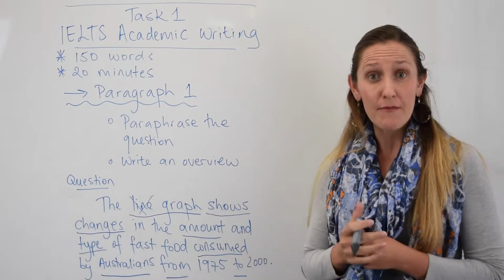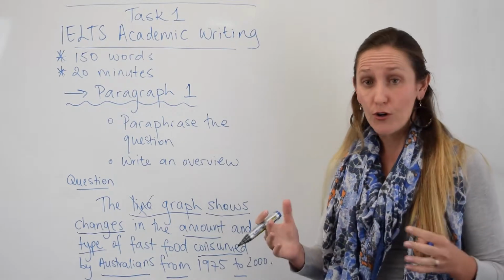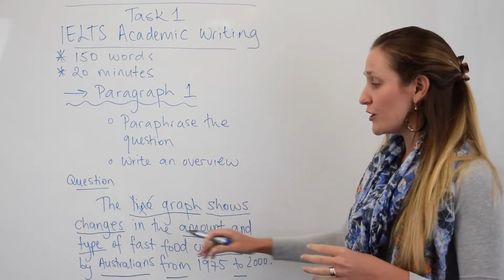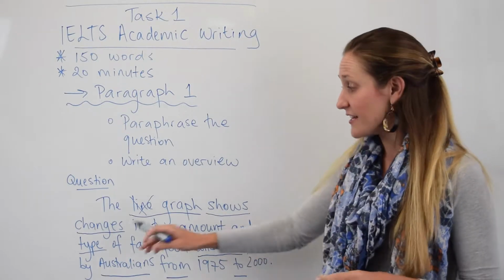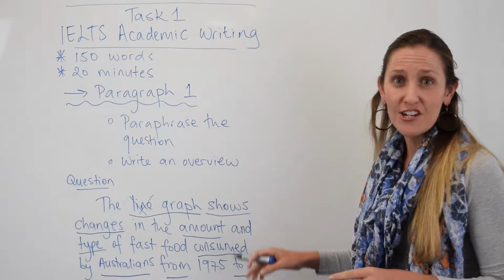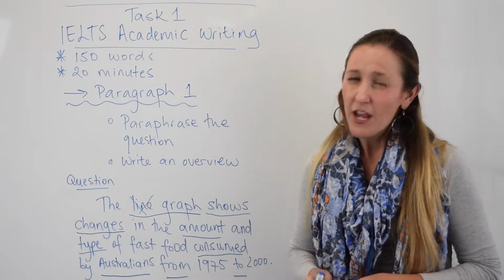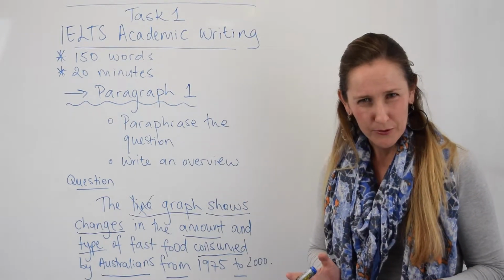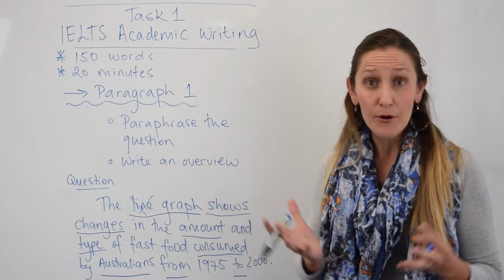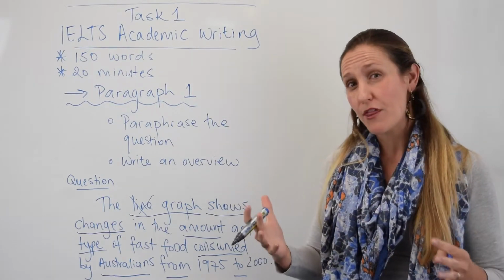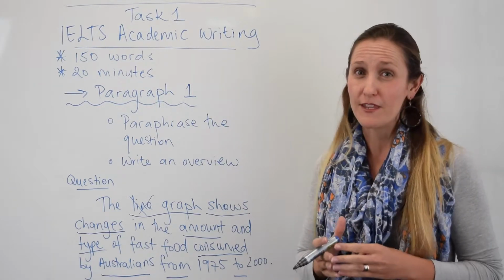So perhaps you might make a sentence like, overall, the amount of food consumed increased and the types of food changed significantly. You're not going into detail, you're not giving any examples. You're just giving a summary of the most important things that you've noticed from the data.